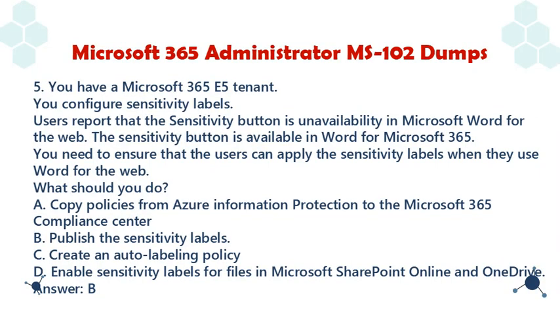A. Copy policies from Azure Information Protection to the Microsoft 365 Compliance Center. B. Publish the sensitivity labels. C. Create an auto-labeling policy. D. Enable sensitivity labels for files in Microsoft SharePoint Online and OneDrive. Answer: B.